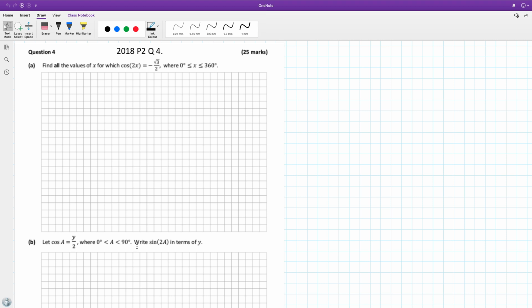Which line do we always work on? The horizontal. We're always working on this. Alright, don't forget that. We're always working on the horizontal.